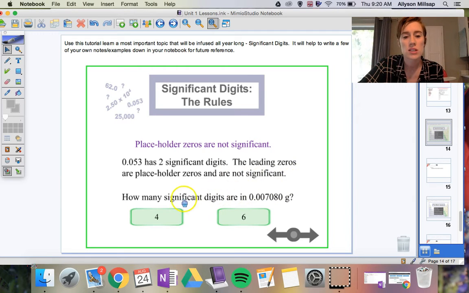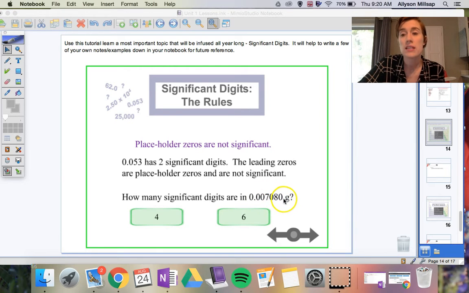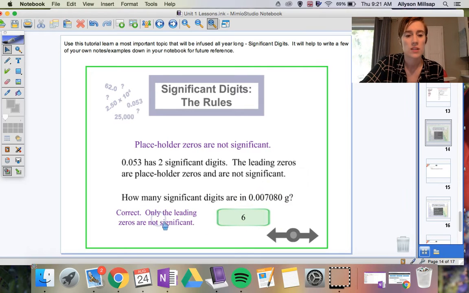So how many significant digits are in this value right here? Well, we know the beginning zeros right here are never significant, so these 3 do not count. The middle 0 counts because it's in between measured numbers, and the 0 at the very end does count because it was added on specifically because it was the estimated digit. Another way we could say that is zeros at the end count if a decimal is present somewhere. So we would say 1, 2, 3, 4. So we have 4 digits. So correct, only the leading zeros are not significant.